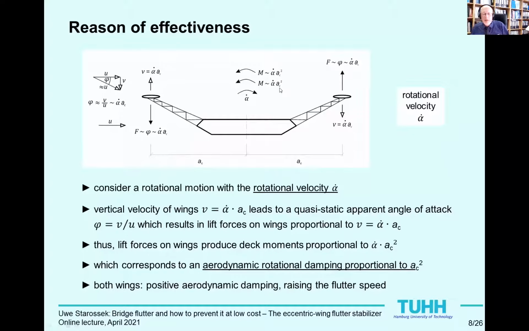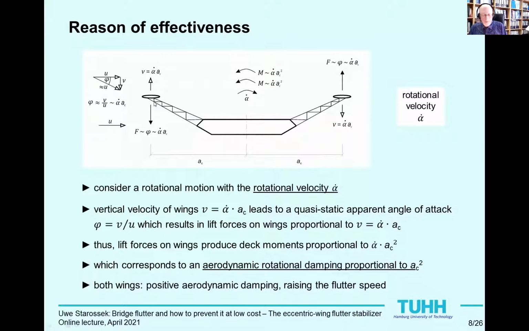Now consider that the viscous damping term in an equation of motion is governed by the velocity, in this case alpha dot. So the effect considered here corresponds to damping of the rotational motion of the bridge deck, and this damping is proportional to ac square, which means that the aerodynamic damping produced by the wings increases over-proportionally with their eccentricity. The flutter speed of the bridge is raised by this additional damping. The more so, the greater the eccentricity of the wings. It is also of interest that both the leeward and the windward wing produce positive aerodynamic damping and thus raise the flutter speed.